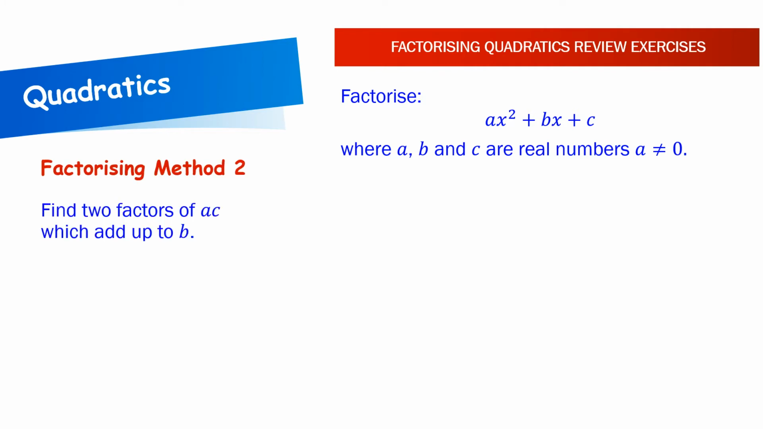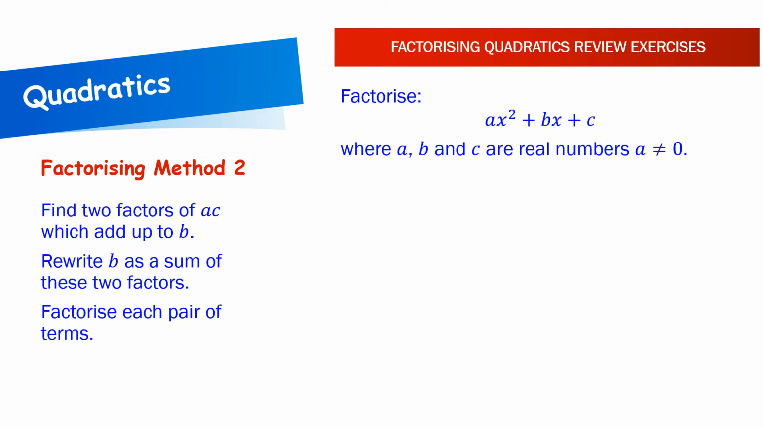First, find two factors of AC which add up to b. Then rewrite b as the sum of these two factors. Next, factorise each pair of terms. And finally, take out the common factor. So let's apply this method to exercise 2b.